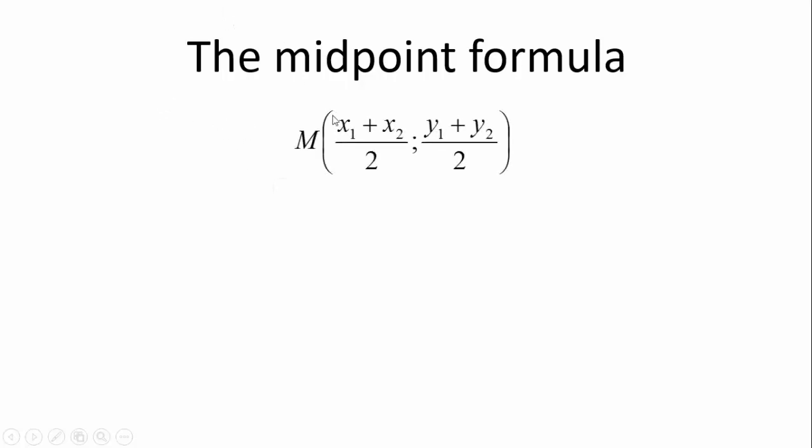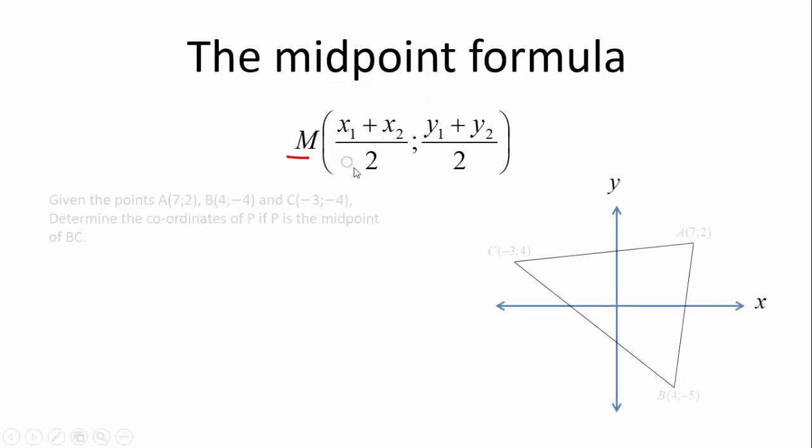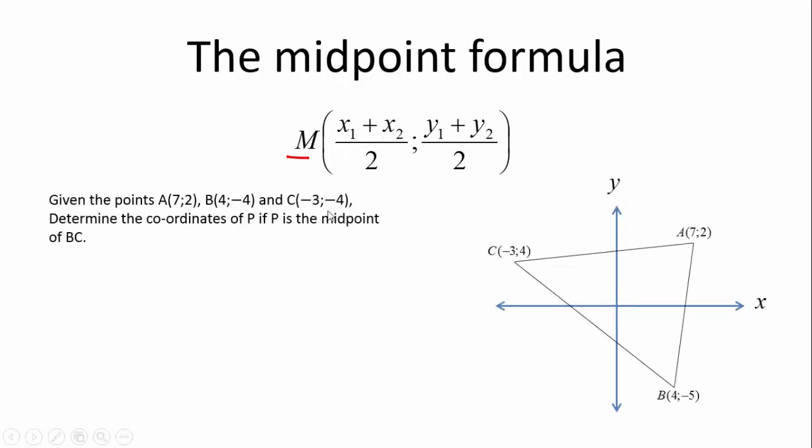The midpoint formula. The midpoint formula we normally call M. It's equal to x1 plus x2 over 2 and y1 plus y2 over 2. It doesn't matter if you said x2 plus x1 and y2 plus y1. This is simply an average formula. Right, so we have our little triangle. Given the points A, B, and C, determine the coordinates of P if P is the midpoint of BC. So we have the line BC.